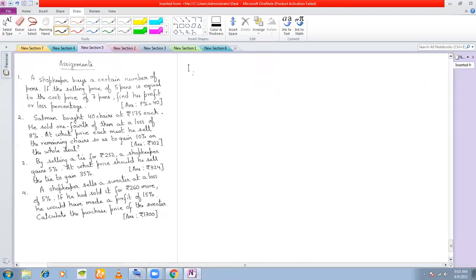Look at number 1. A shopkeeper buys a certain number of pens. If the selling price of 5 pens is equal to cost price of 7 pens, find the profit or loss percentage. So what is given to you? Selling price of 5 pens is equal to cost price of 7 pens. This is what is given to you.